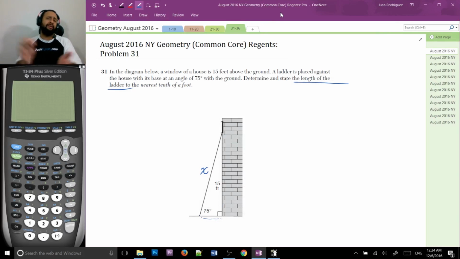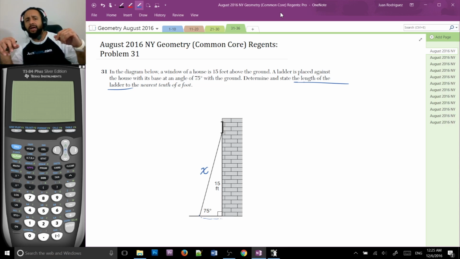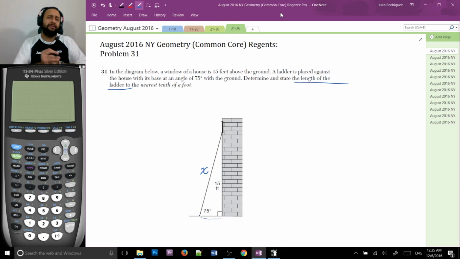Today we're working on the August 2016 New York Geometry Common Core Regents problem number 31. If you want to access these exams anywhere in the world, go to nysedregents.com, click on the appropriate tabs.